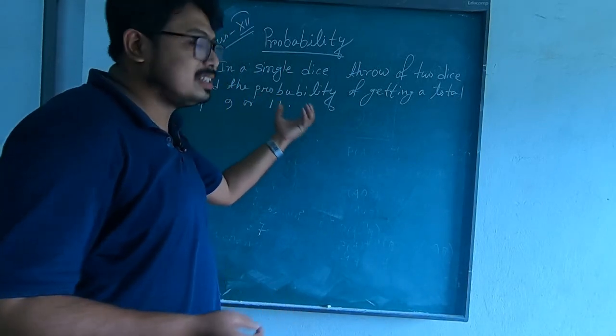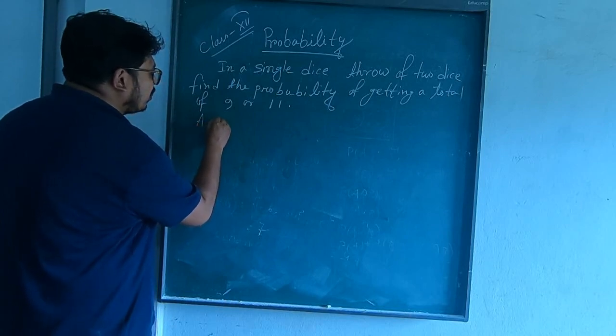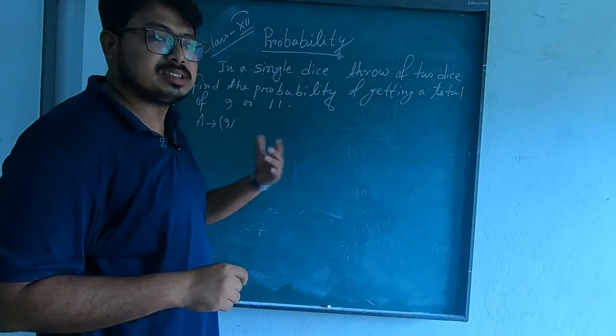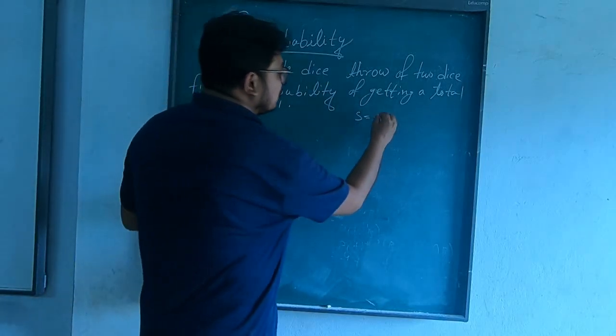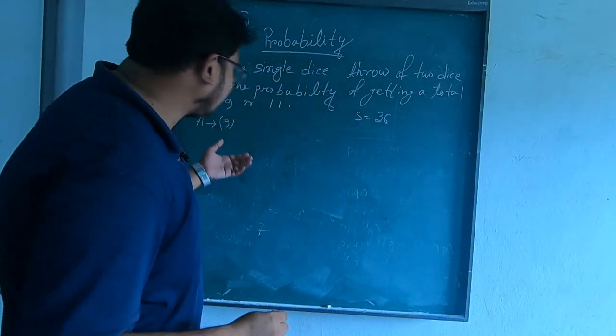Clear? We are going to find that by using the formula. Now let A be the event for 9. So what are the possibilities? What is the total sample space? I told you last day, if two dice are thrown together, the total sample space is 36. 6 squared is 36, correct?